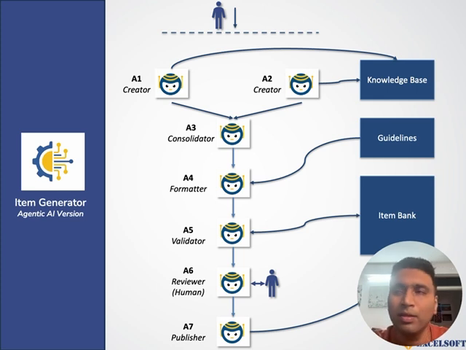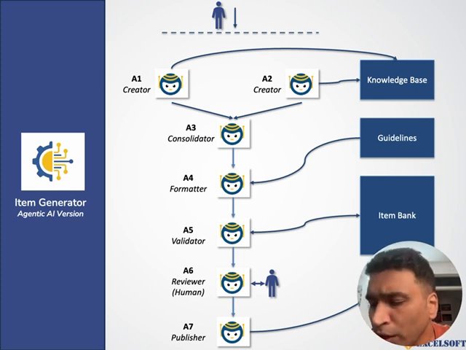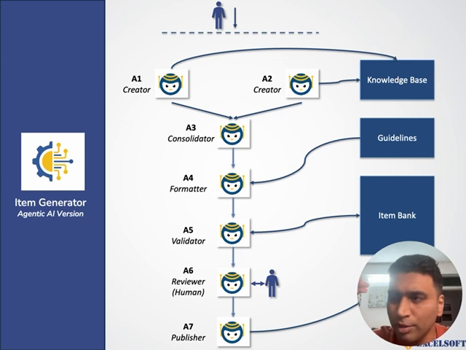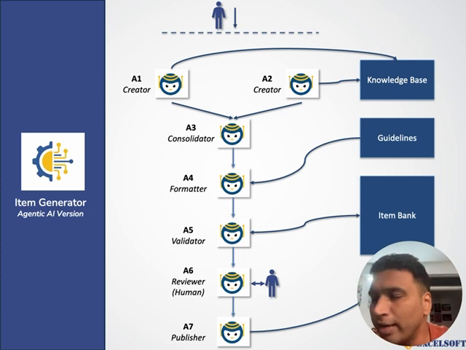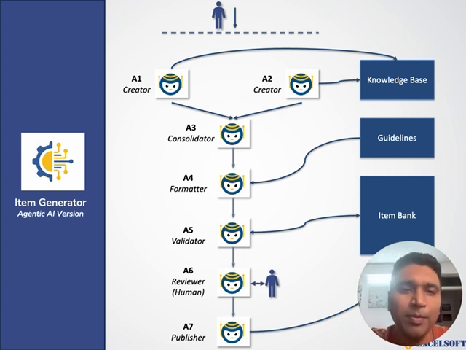Now, if you have one AI model do 15 tasks, it would do an average job in all of those 15 tasks. If you have dedicated AI agents that do only one task but do it really well, the overall efficiency and accuracy of the system increases significantly.